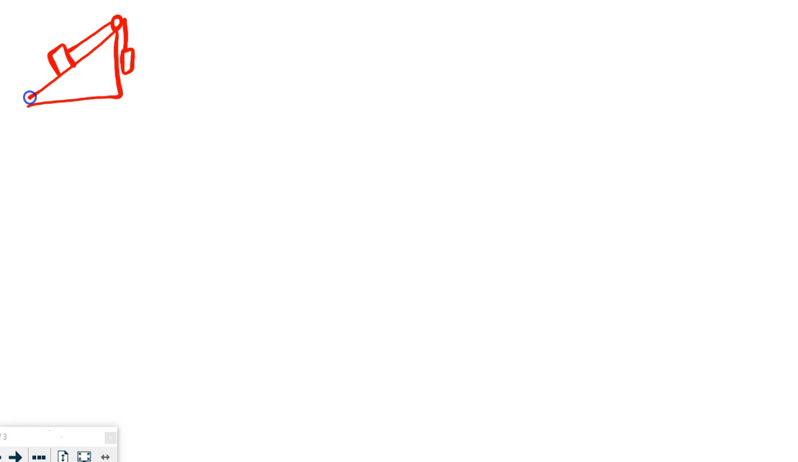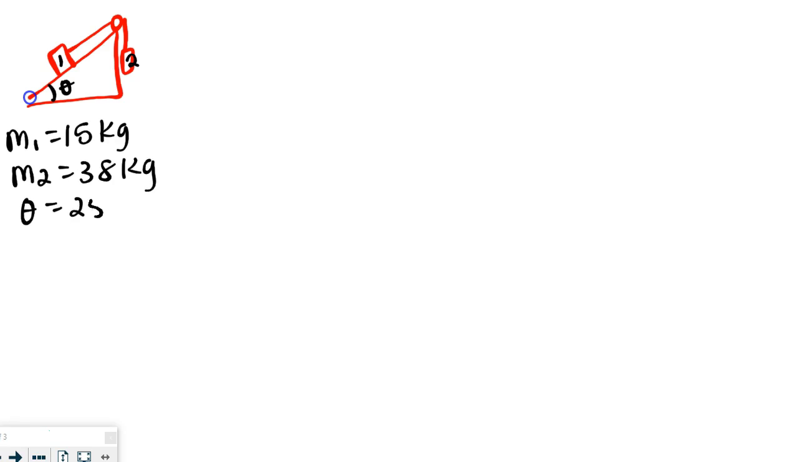A 15-kilogram block is tied to a second block that has a mass of 38 kilograms that hangs over the end of the inclined plane after passing over a pulley. So what we need to figure out is the acceleration of the two blocks. What's the acceleration of the system?